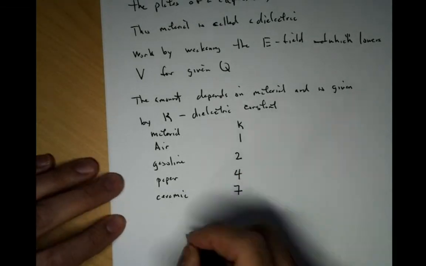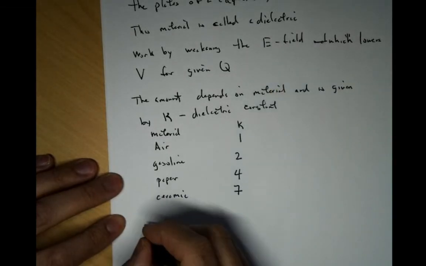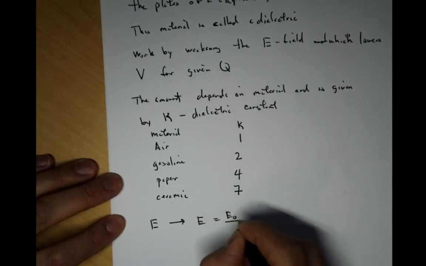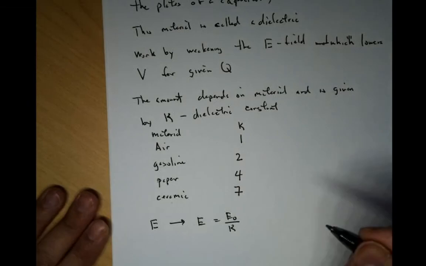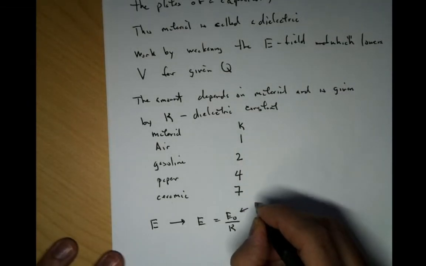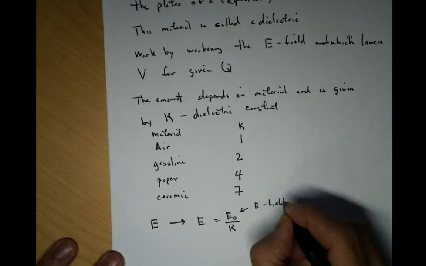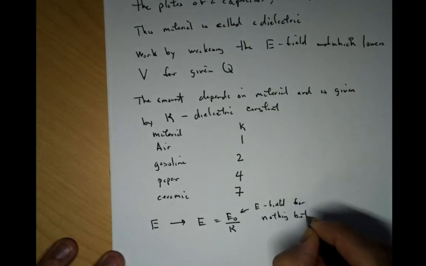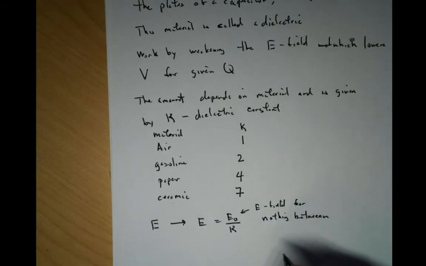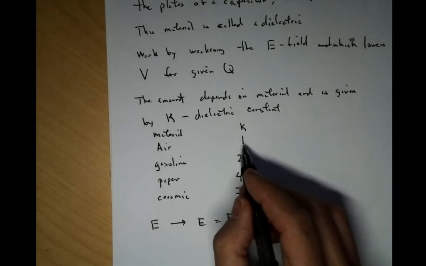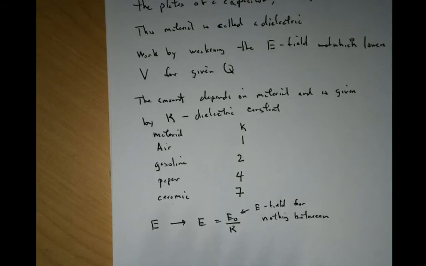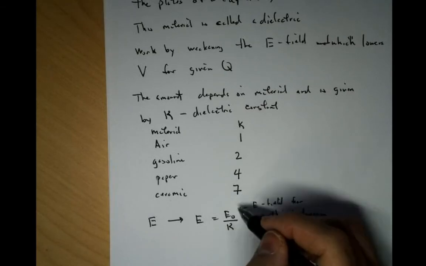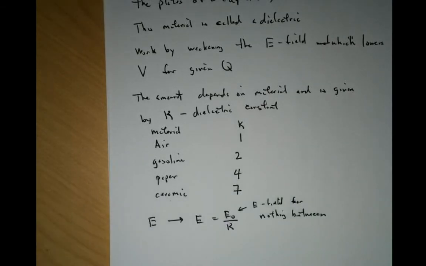And what happens is that I said it lowers the E field. So E, the electric field, goes to E0, the electric field in the vacuum, divided by kappa. So this is the E field for nothing between. For air, it's almost the same as nothing. It's actually a little above 1, so it lowers it just a tiny bit. But for gasoline, it lowers the electric field by a factor of 2, paper by a factor of 4, and ceramic by a factor of 7. Substantial decreases.